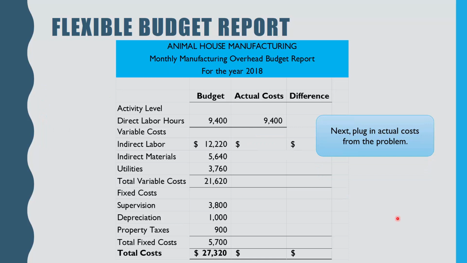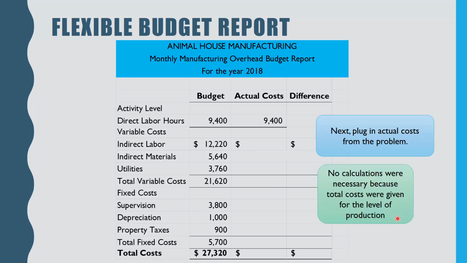Next, we can plug in our actual costs from the problem that were given to us, the costs that were incurred. And we don't need to do any calculations because the costs were given to us in terms of totals, and that's what we look at when we're looking at a budget report. So I'm going to go ahead and plug those in, and now I can see my budgeted costs and my actual costs.